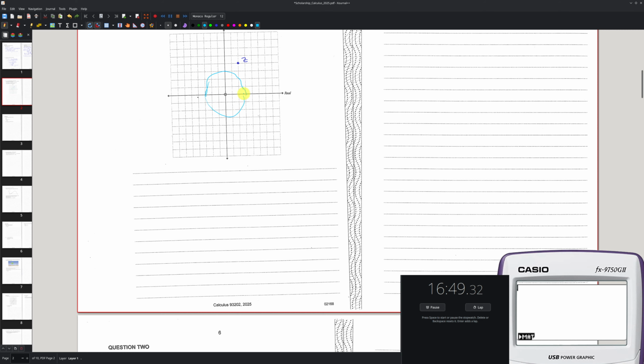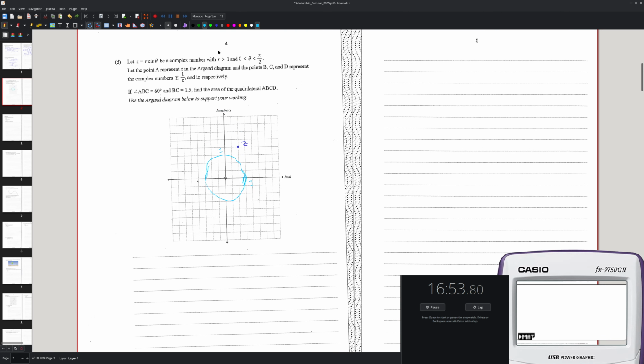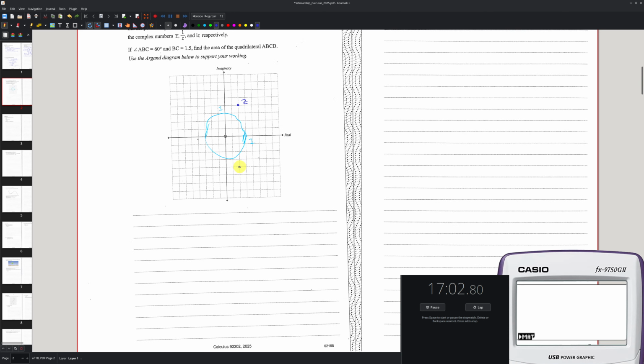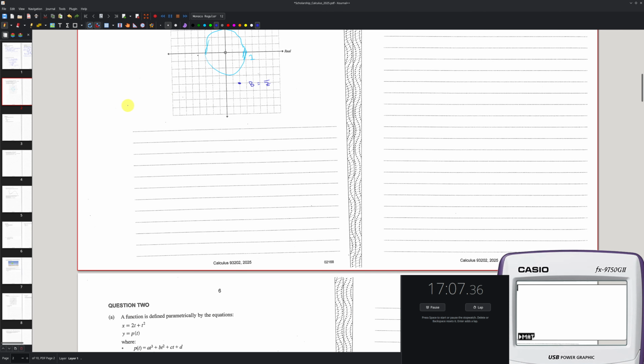Unit circle. Say this is 1, this is 1, and that's z. B is z conjugate. So z is in the first quadrant and outside the unit circle.